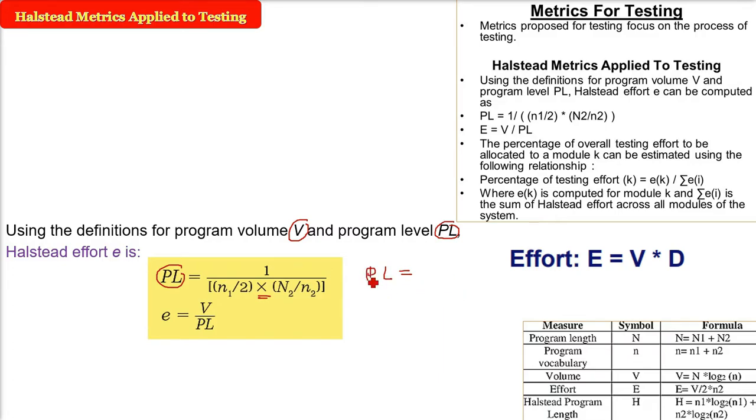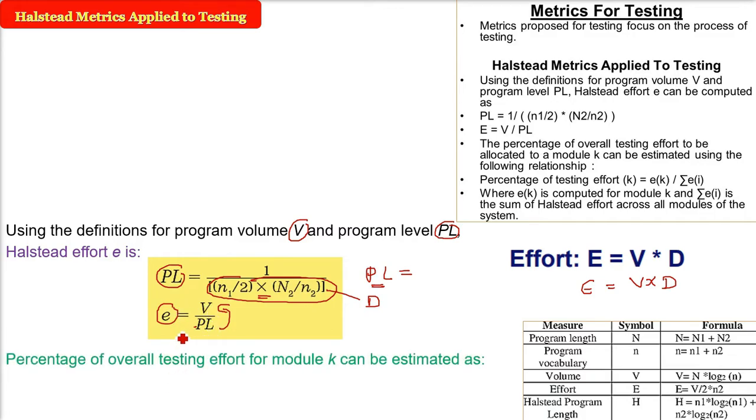As I said, difficulty and the volume ratio are inverses of one another. E is effort, V is volume, D is difficulty. So if you multiply PL by effort, it will give you volume, or you can say effort is volume into D, difficulty. Now this can be used to find out the effort, and it can be done for the whole software in terms of testing: how much effort you are going to put in.